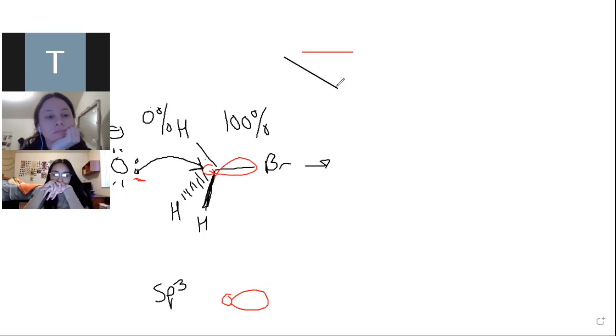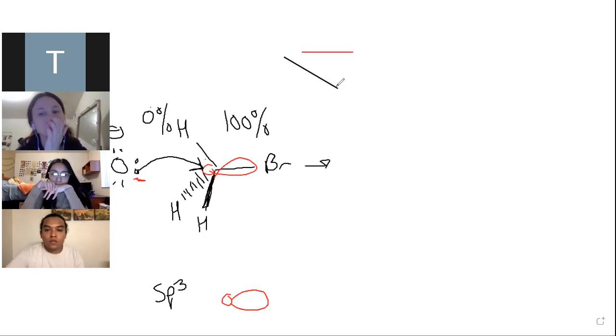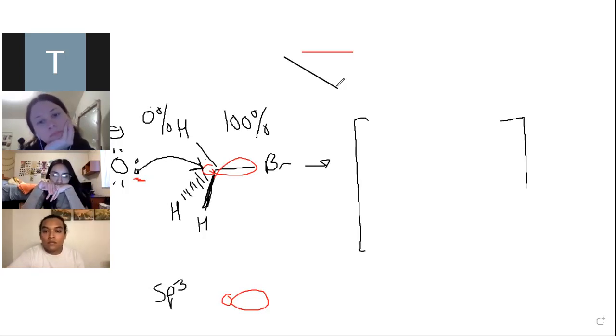When we get to the product at the end, those will flip, right? The bromine will now be 0% because the bromine has left, it's our leaving group, but now our OH will have formed 100%. But in the transition state, and this is where we use this funky little thing here, our carbon undergoes this inversion.